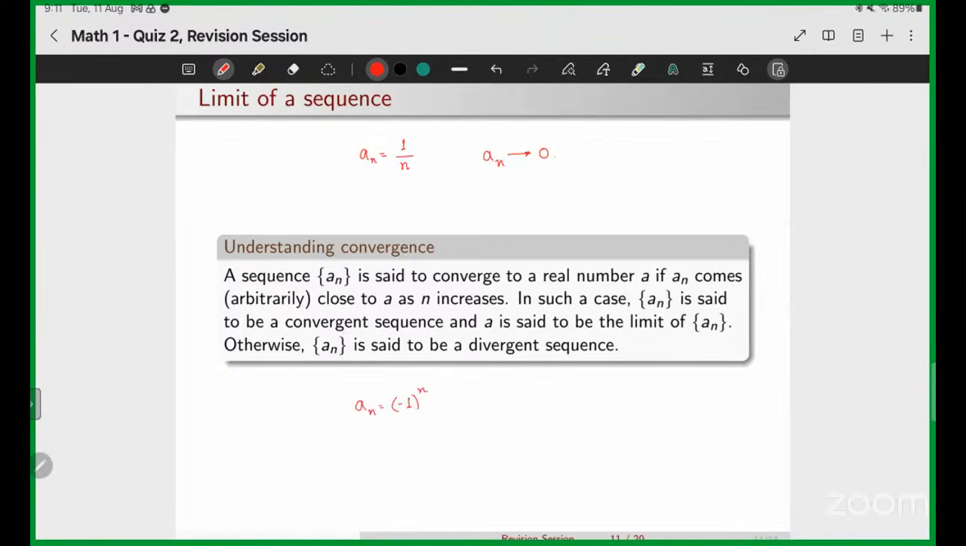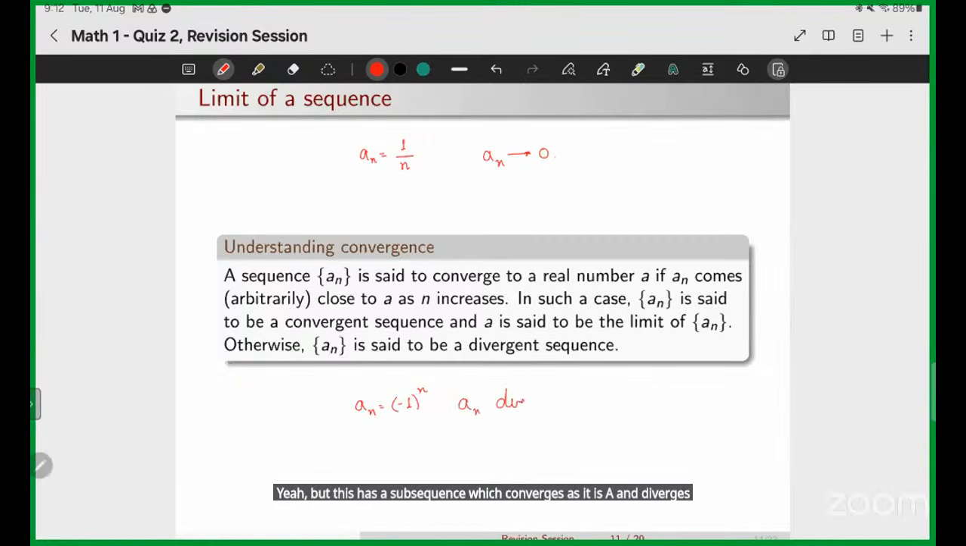What about (-1) to the n? Then it shows 1, then -1, -1, -1, 1, -1. It keeps oscillating between two numbers. It does not get as close as you want to one single real number. When n is odd, it becomes -1, and when n is even, it becomes 1. But this has a subsequence which converges. As it is, a_n diverges.